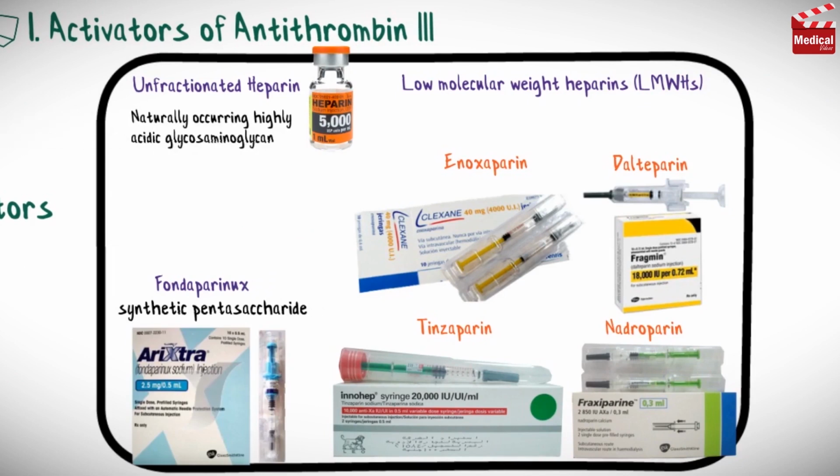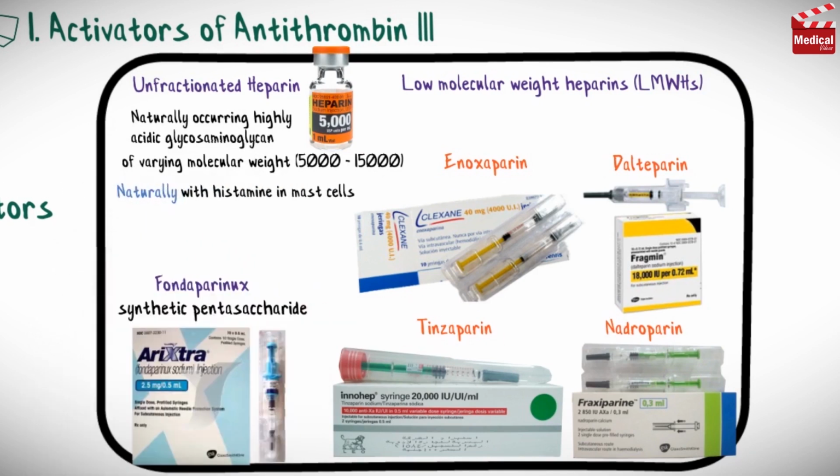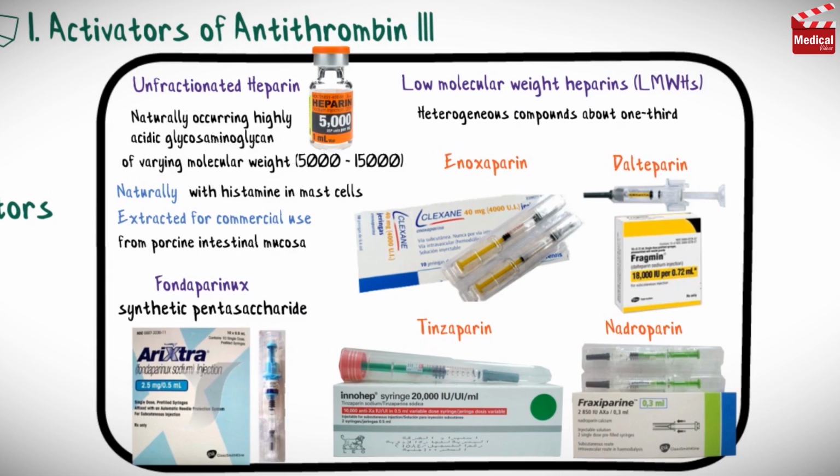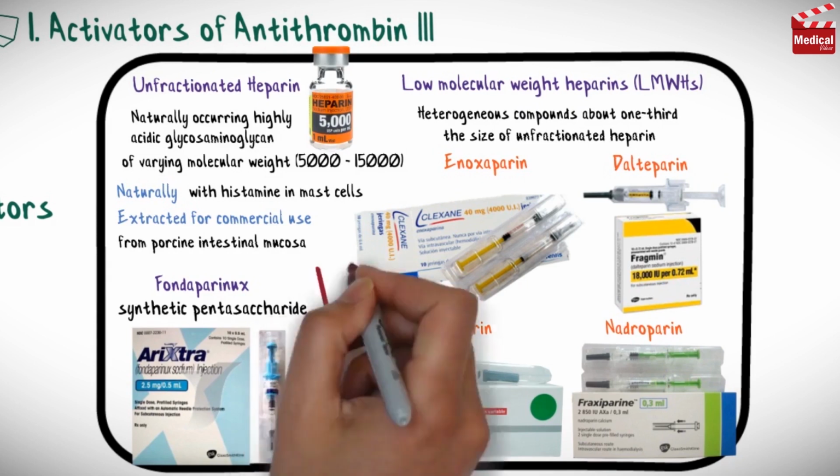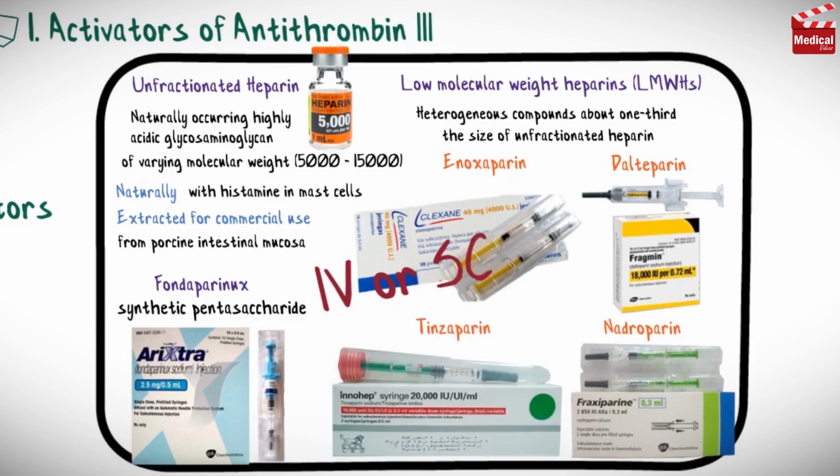Heparin is a naturally occurring highly acidic glycosaminoglycan of varying molecular weight from 5,000 to 15,000. It occurs naturally as a macromolecule, complexed with histamine in mast cells, and is extracted for commercial use from porcine intestinal mucosa. Low molecular weight heparins are heterogeneous compounds, about one-third the size of unfractionated heparin. And as we said, fondaparinux is a synthetic pentasaccharide. They are administered intravenously or subcutaneously.